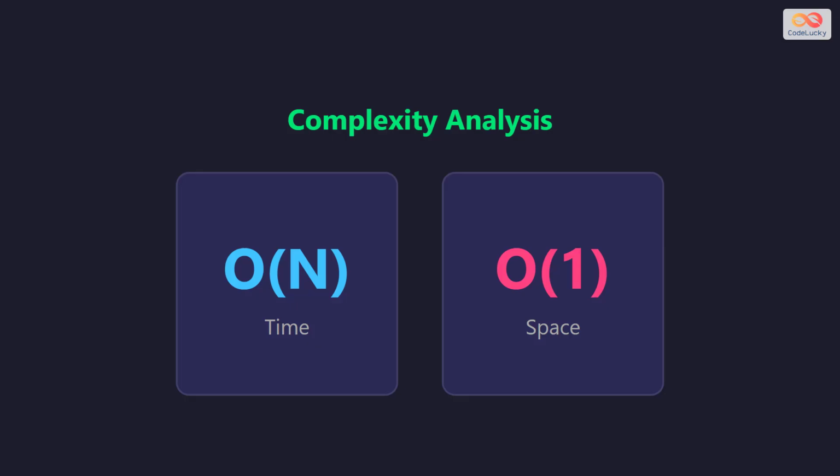This algorithm is highly efficient. We pass through the prices array exactly once, giving us O of n time complexity. Since we only store 3 variables regardless of the input size, our space complexity is O of 1.